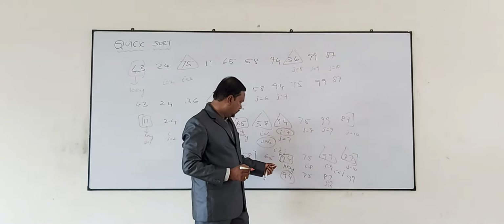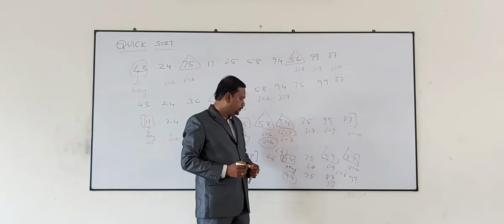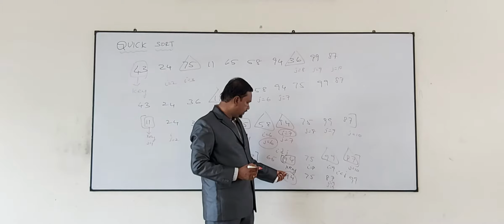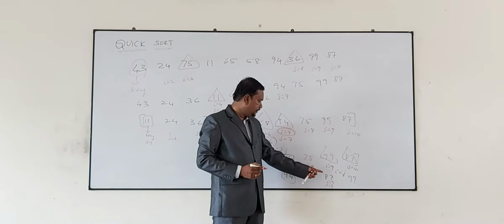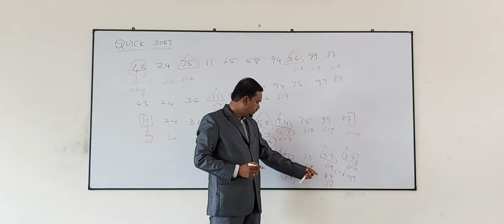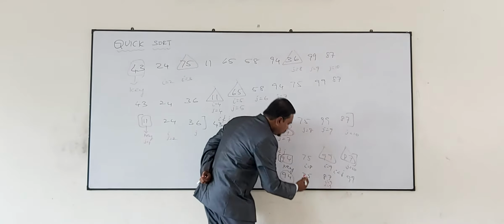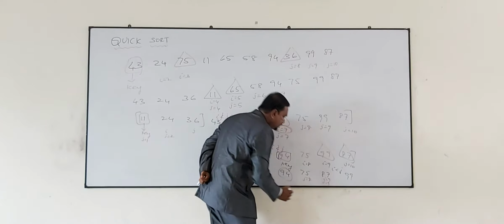Now we will compare the key element and the jth position element. Well, first we will search the first biggest element. So 94, 75 and 87. So 87 also the smallest number. So we cannot find the first biggest number. So we will again do the same process from right to left.